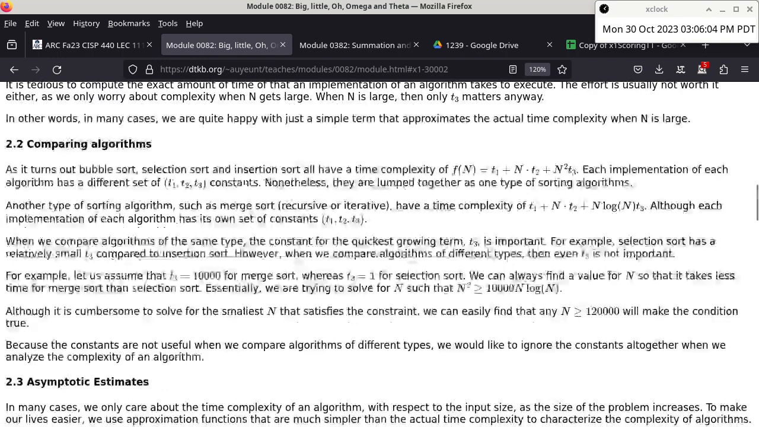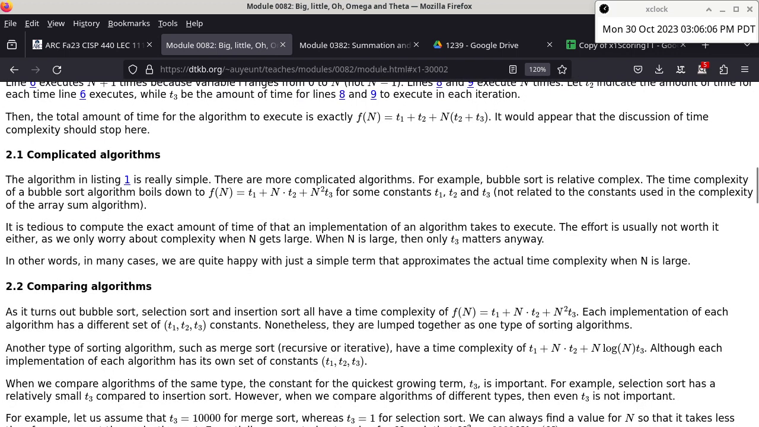But last time we talked about how we only care about the fastest growing component when we look at an actual function that computes the amount of time. Like in this case, if you look at f of n, we can see there's a constant here, t1. It does not depend on n at all. So when n is large, t1 is usually negligible.